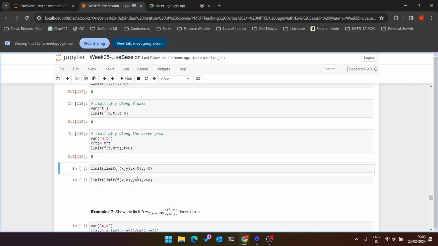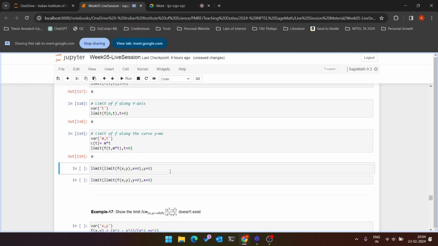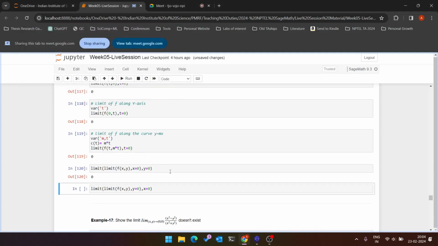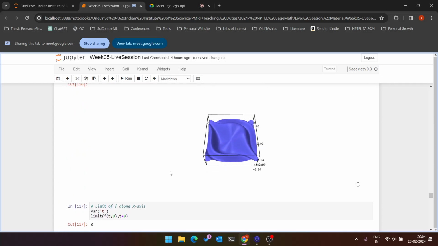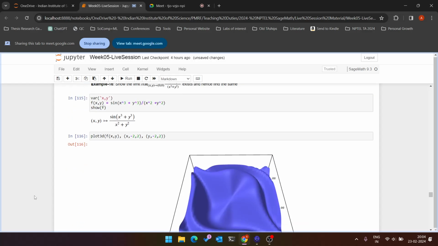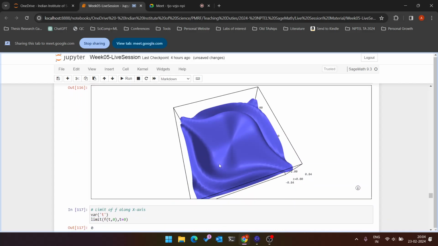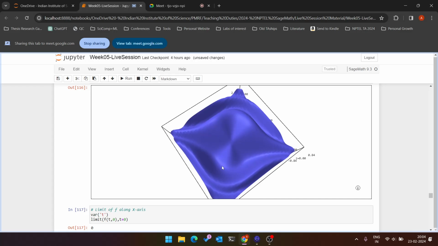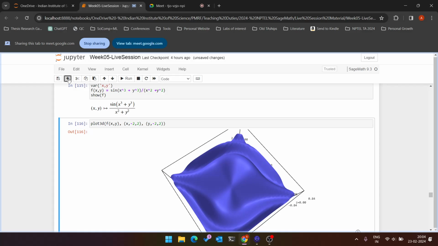Another approach would have been to use nested limits. So first you take limit of f of x y for x equal to 0, and then do another limit for y equal to 0. So if I use a nested limits approach, I can end up with the same value. So pretty straightforward. A limit exists and it ends up being 0, and it can be seen from the graph also. If I do a contour plot, I think this would become more clearer.